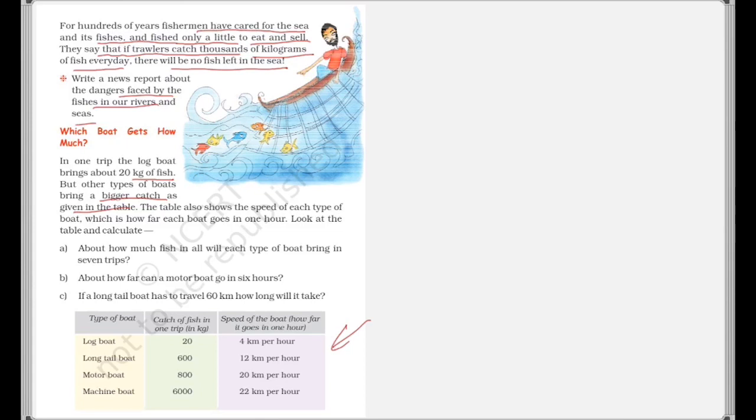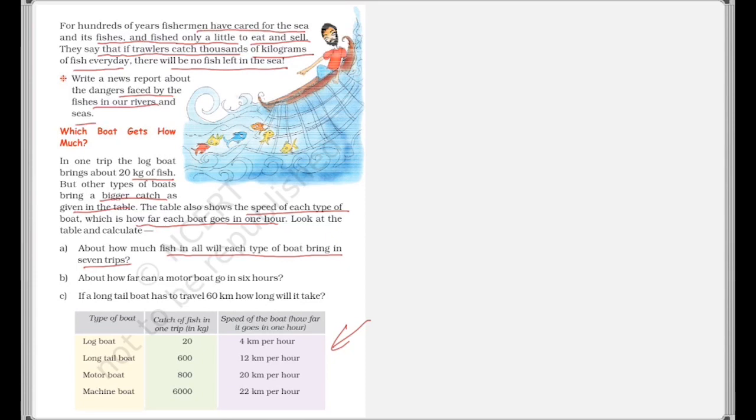Okay, the table also shows the speed of each type of boat, which is how far each boat goes in 1 hour. So we need to look at this table and answer a few questions. About how much fish in all will each type of boat bring in 7 hours?